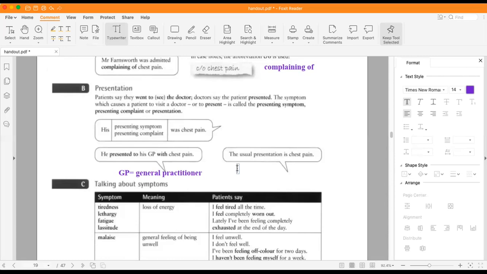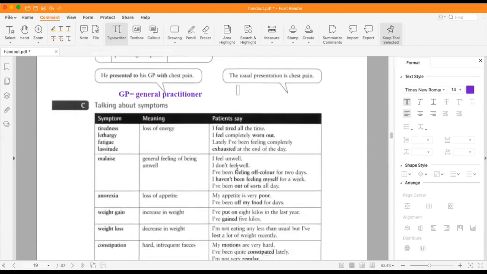So again, we say that a patient went to see the doctor, and the doctor says the patient presented. What's the meaning of the patient presented? It means that the patient went to the doctor. The problem that the patient suffered from is called the presenting complaint or presenting symptom or presentation. All right, let's move to number C.